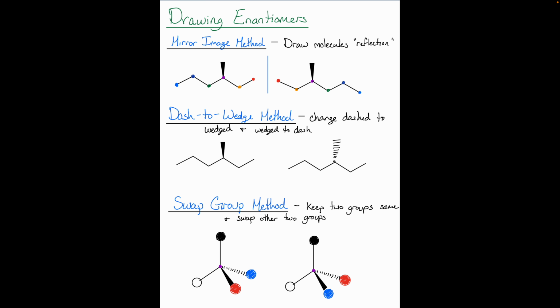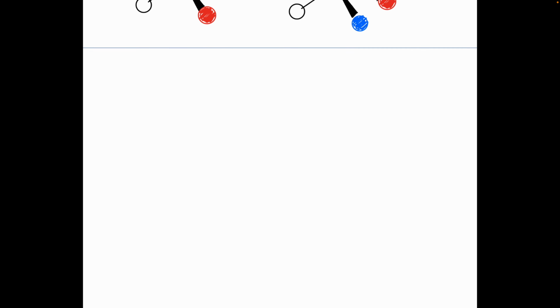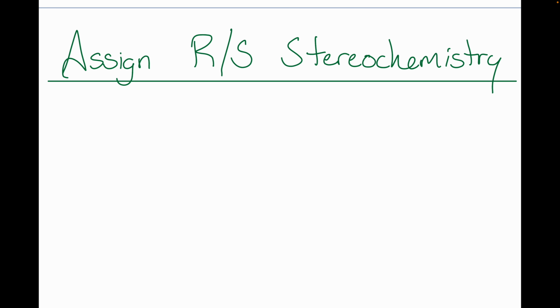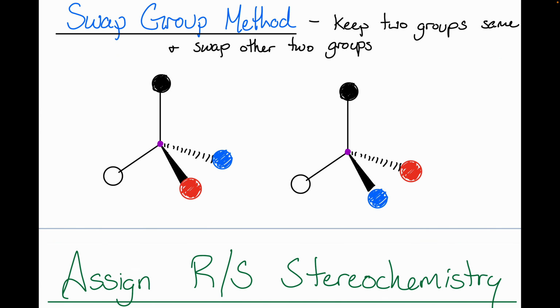Cool. So with rings, we had these cis and trans stereochemistry. For chiral molecules, we're going to have something kind of similar, and that's what we're going to discuss now: how to assign what's called R or S stereochemistry. All right, so let's grab one of these examples here.